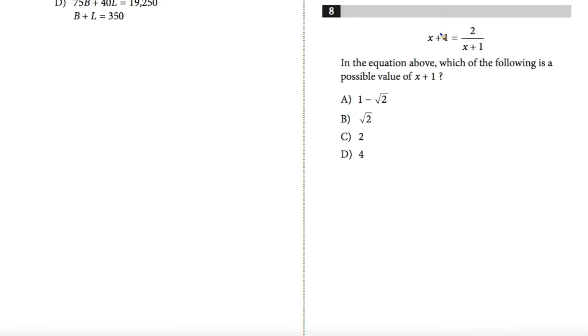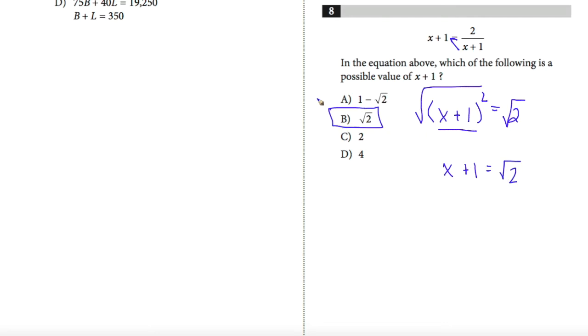In 8, I'm given an expression here. In the equation above, which of the following is a possible value of x plus 1? I would take both of these x plus 1's and attempt to do the cross multiplication. So then I would end up getting x plus 1 squared equals 2, and they want me to solve for what is x plus 1. So then I would want to put the radical over both in order to eliminate the square root. So then I get x plus 1 equals the square root of 2. So B would be my best answer for number 8, or square root of 2.